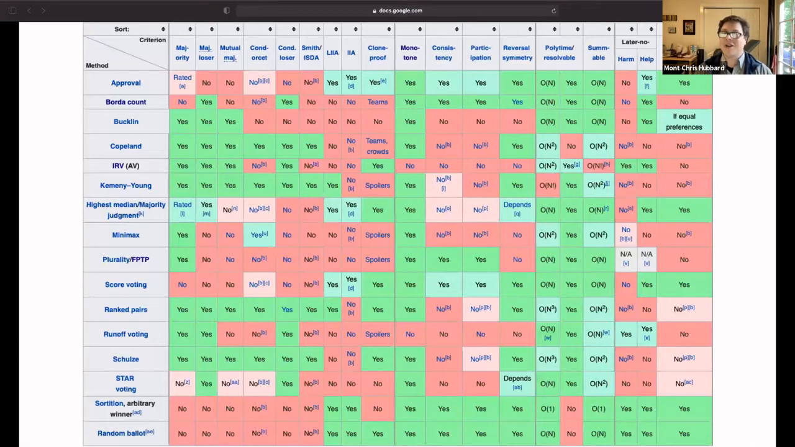This is a chart of voting methods on the left that are all good and reasonable, and then criteria on the top. And you can see no voting method even comes close to satisfying all these criteria that people think are reasonable. If you choose a voting method only by scientific criteria, you're going to be out of luck.